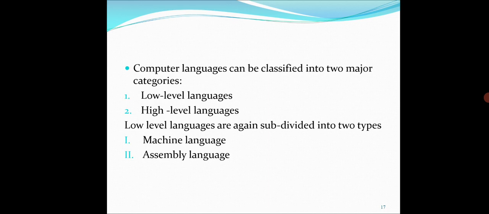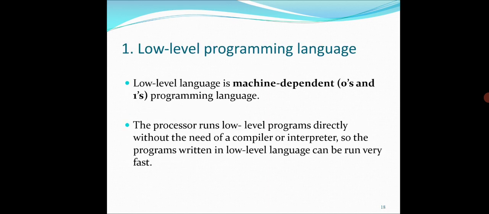So we know what computer languages are. Computer languages are of two types, low level language and high level language. Low level language is again classified into two parts, machine level and assembly level language. First we will go for the low level language.